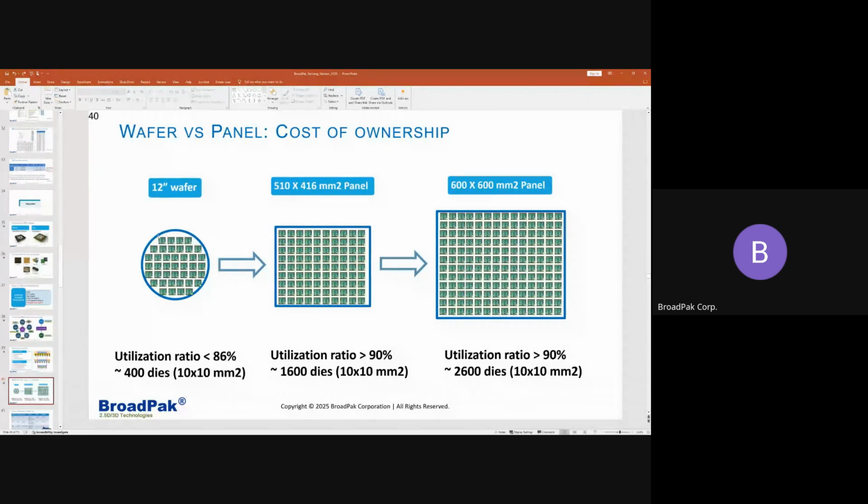Now, if you make this a square, a panel, 510 by 416 millimeters, the utilization ratio is going to be better than 90%. You can fit more into the panel. With the same die, on this size of panel, you can get 1600 dies. That means if you process this once, you get 1600 packages in one shot. So you say, well, what if I increase the panel size beyond 510? What about a 600 by 600 millimeter panel? The utilization is high. Now you get about 2600 dies, 1,000 more packages. So simply by having a larger panel, you can go to much higher volume production and lower the cost as well.